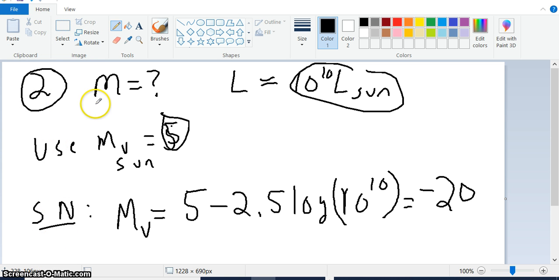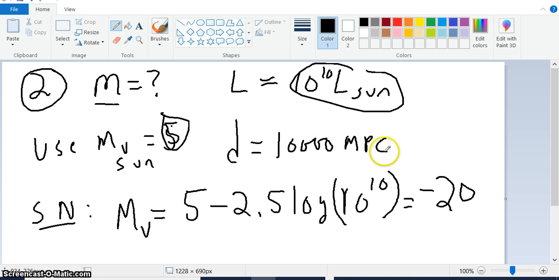Remember, we want to know what the apparent magnitude would be at a distance of, what was it? Let's see. So this would be at a distance of, let me write that down. What's the apparent magnitude at a distance of 10,000 megaparsecs? Mega, of course, means times 10 to the 6th. All right, so here we go.